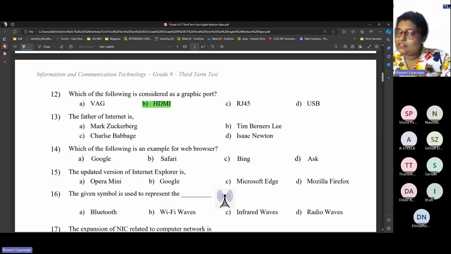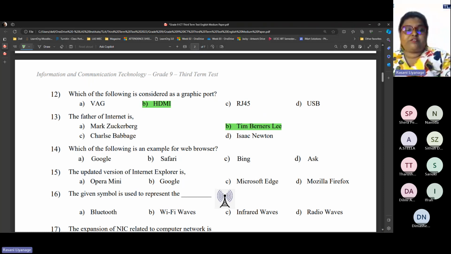Father of the internet is called Tim Berners-Lee. He's actually the father of the World Wide Web, we can say. But some say he's the father of the internet as well. But he's the person who developed the concept of World Wide Web.